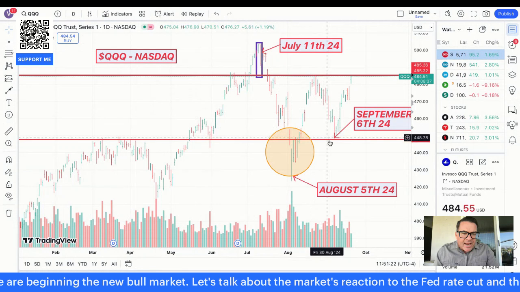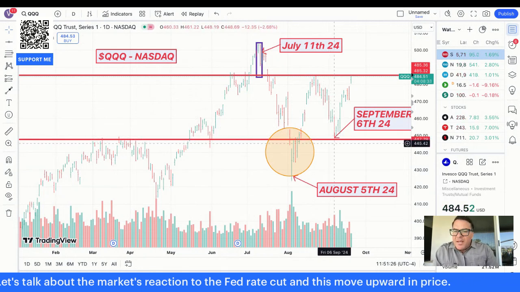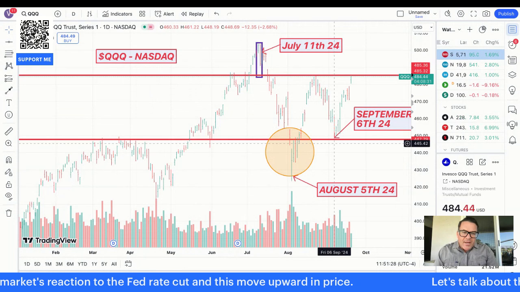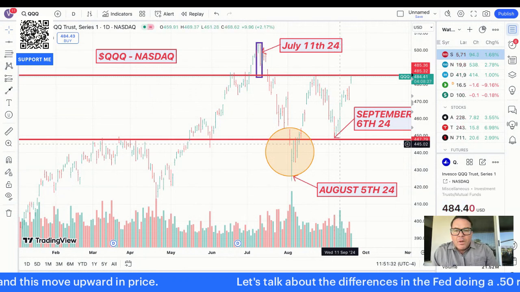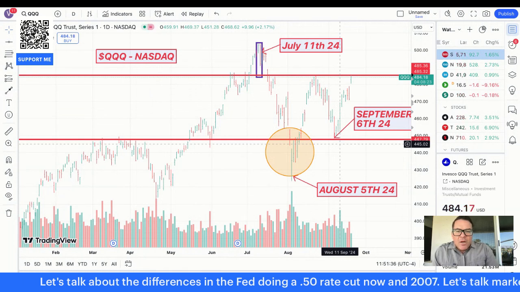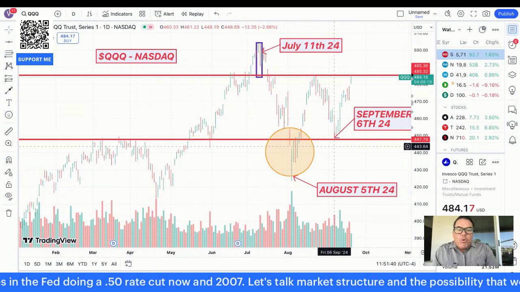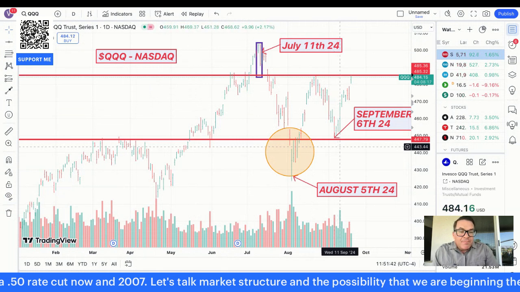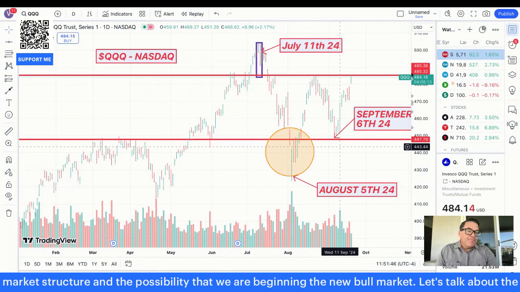What did the NASDAQ do? So the low on September 6th is 448.19. What's the low on September 11th? The low is 451.28. 451.28 versus 448.19. That's almost a full percent higher.